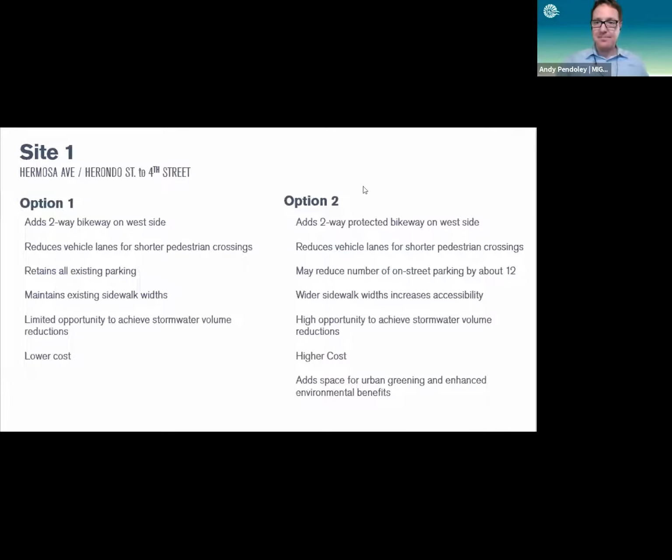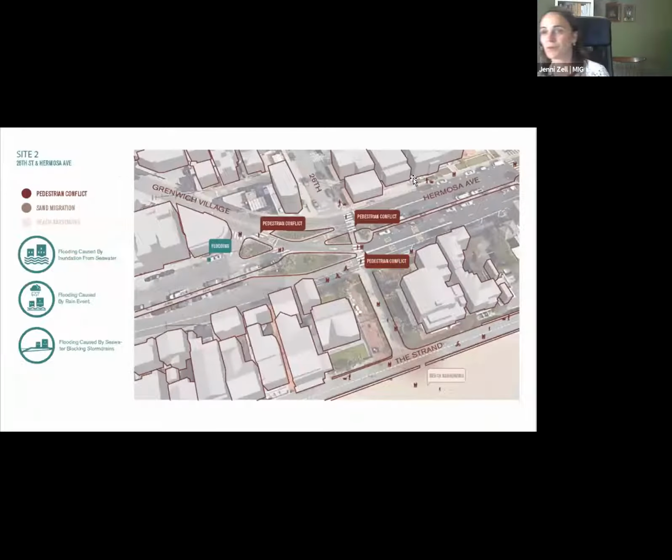So now moving north along Hermosa Avenue to our second site. This is at Greenwich and 26th, essentially. It's that intersection here. And this is higher in elevation, what our studies found, and observation. So there's a little bit less flooding caused by a regular rain event. However, there is some flooding that happens at some of these locations through the existing storm drain system.